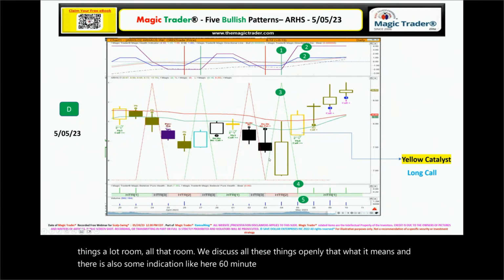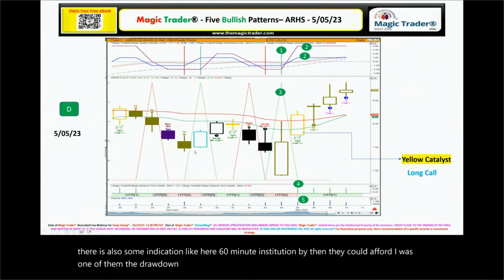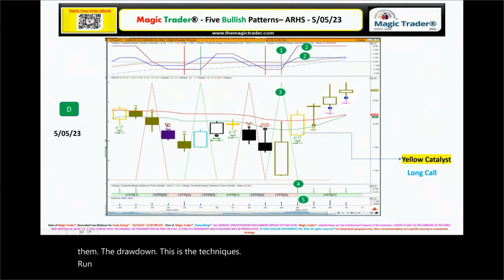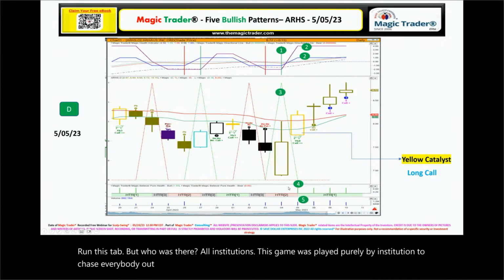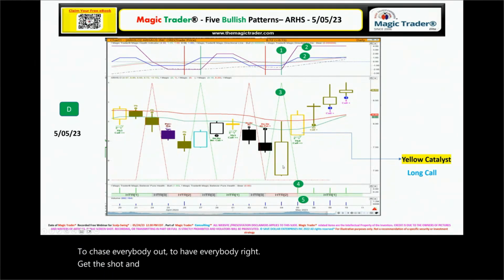Institution buying, then they could afford. I was one of them. The drawdown, this is the technique to run the stop. But who was there? All institutions. This game was played purely by institutions to chase everybody out, to have everybody get shot, and then they came with a baseball bat, and the rest was history.